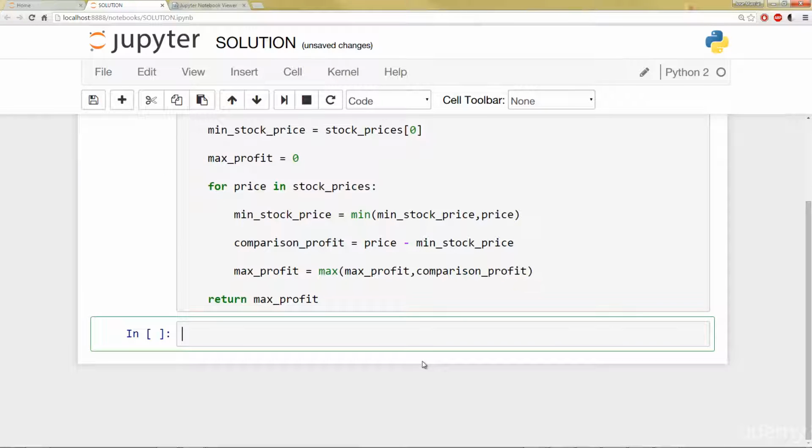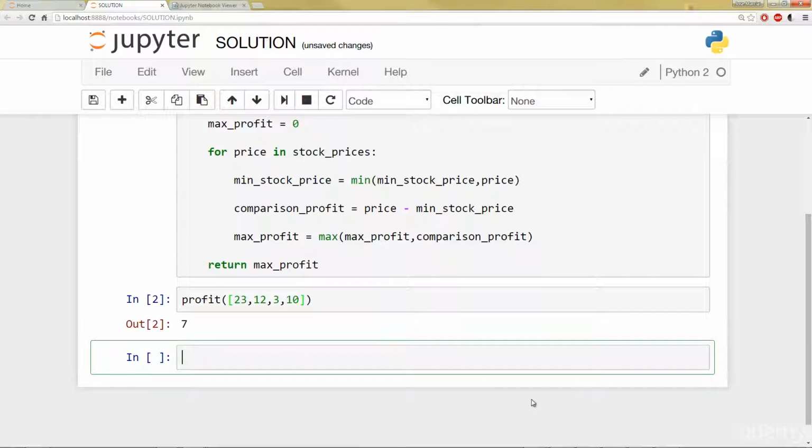Okay, so let's go ahead and see if this works. Profit. Let's go ahead and just pass in a list. So we'll do, let's say, 2, 3, 12, 3, 10. So max profit should be 7. So buy at 3, sell at 10. All right, great, this is working.